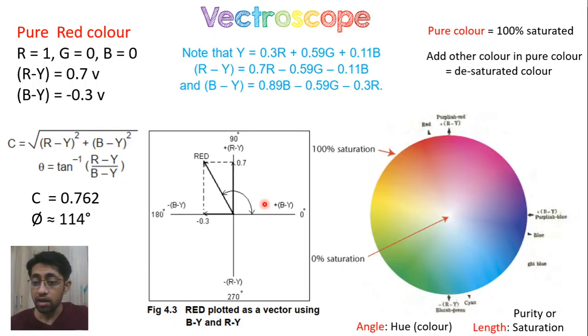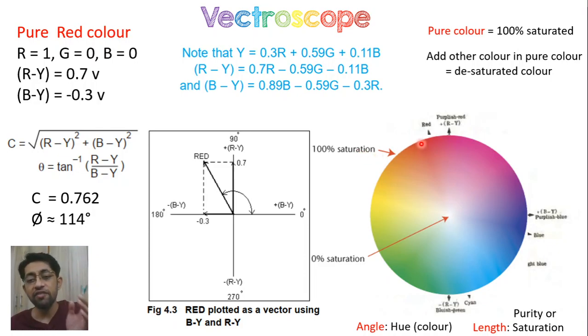Okay, so here we can see that if the length of the vector is a maximum, then we can say that it is fully saturated color, maximum length, it is pure color. But if you add some other color, in this example we have considered adding white color. If you keep on adding other color, your pure color becomes desaturated color, and the length of the vector reduces.